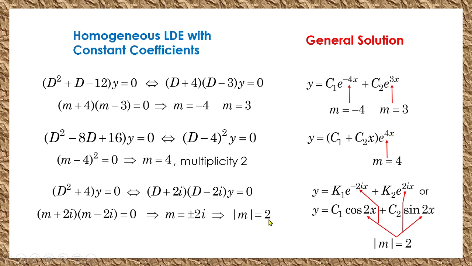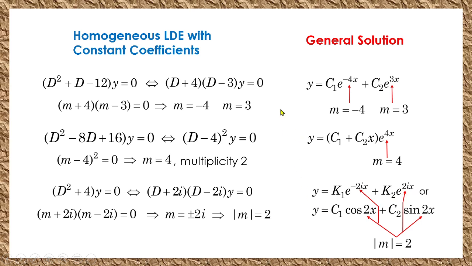And then just multiply by x. And this modulus, if the solution is y equals c1 cosine 2x plus c2 sine 2x, the modulus is the coefficient of x in the argument of cosine and sine. But if it is in exponential form, it is the exponent of e also, but the actual roots, 2i and negative 2i. For the first term, you have negative 2i multiplied by x, positive 2i multiplied by x.